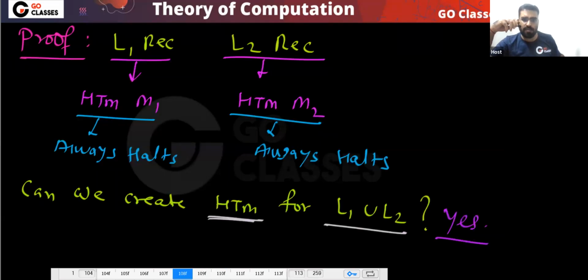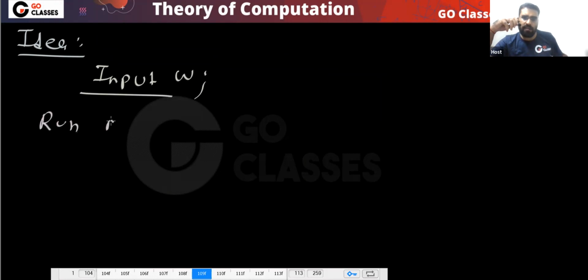Very simple. Because what you can do, you can create it like this. Whatever W you take, this is how I am creating the Turing machine. So first of all, the idea. The idea is very simple: whatever W you take, on input W, you will run M1 on W. Correct? Yes or no?